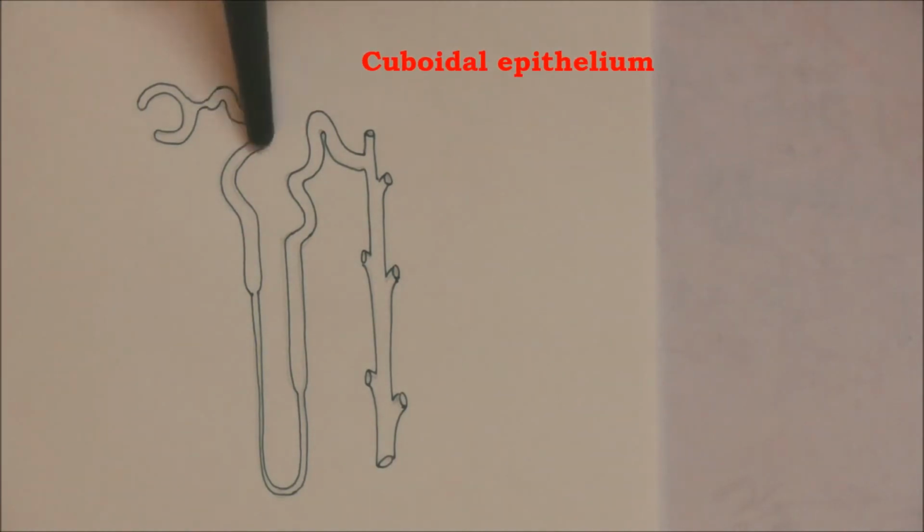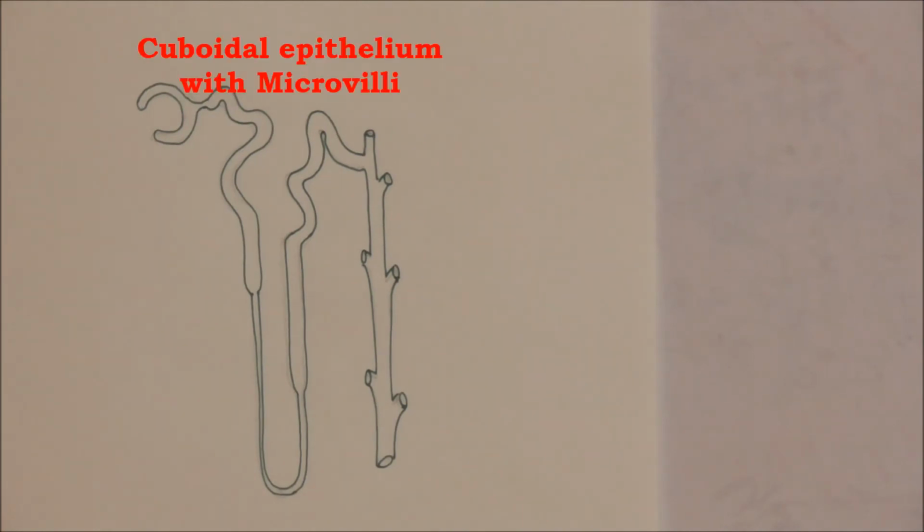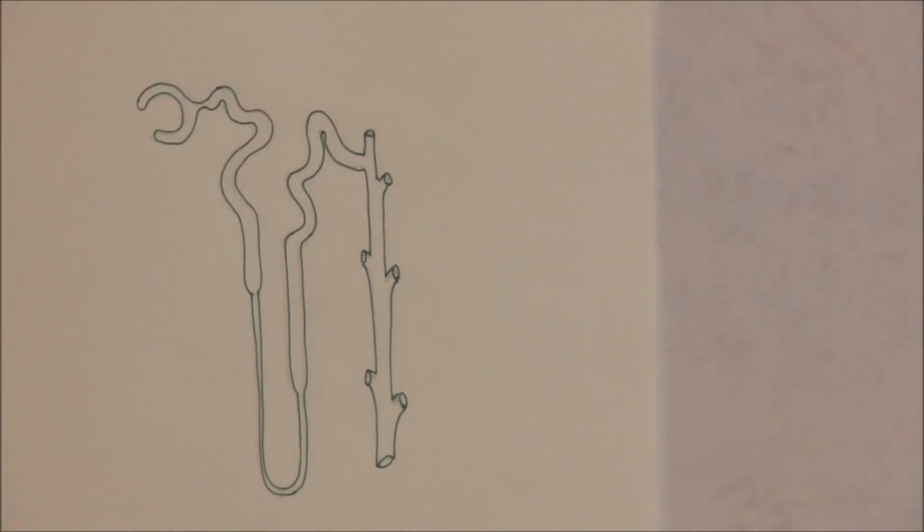But the proximal convoluted tubule would be lined by cuboidal epithelium which has microvilli in it. You must be knowing that as brush border epithelium. So this part of the nephron, the proximal convoluted tubule, is lined by cuboidal cells with microvilli. It's an absorptive modification. The distal convoluted tubule, on the other hand, would be just plain cuboidal epithelial cells.